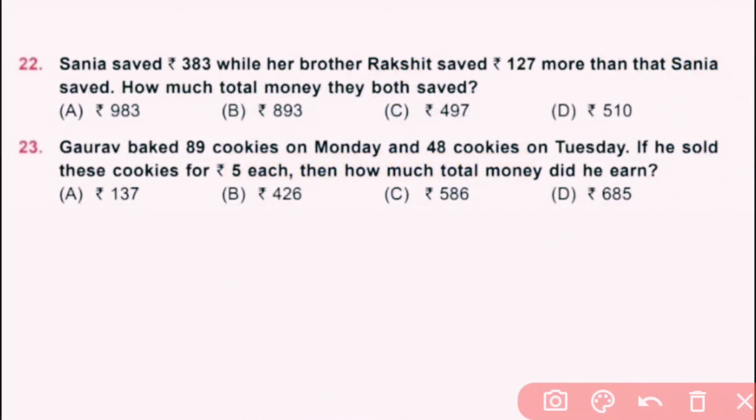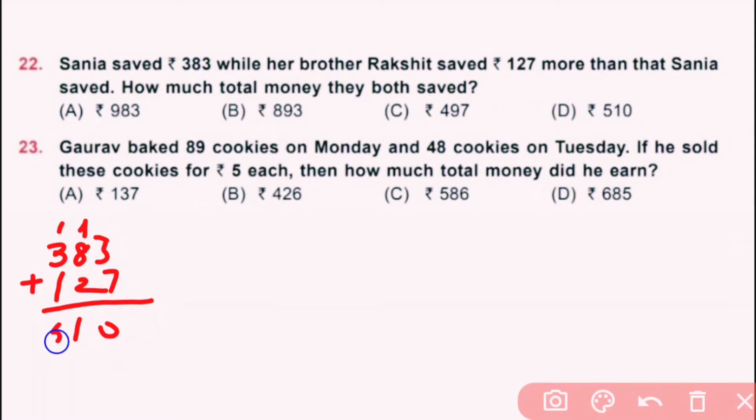Question number 22. Sania saved rupees 383 while her brother Rakshit saved rupees 127 more than Sania saved. How much total money did they both save? Sania saved 383 rupees and Rakshit saved 127 more than Sania. So 127 more than Sania means he saved 383 plus 127. Here 3 plus 7 is 10. Here 8 plus 2 is 10 and 1 is 11, and 1 and 3 is 4 and 1 is 5.